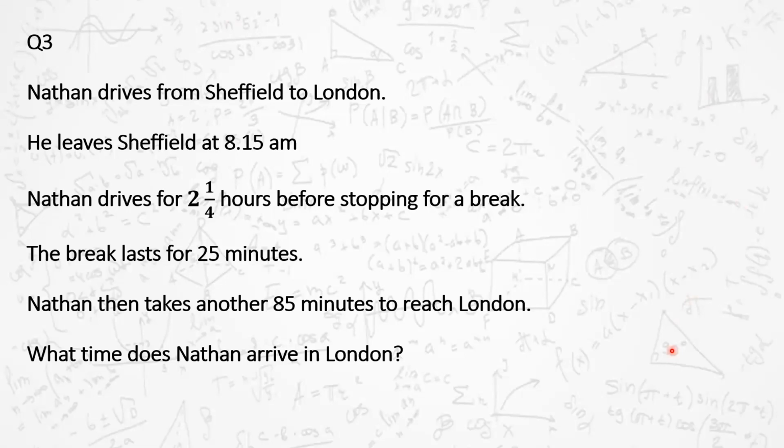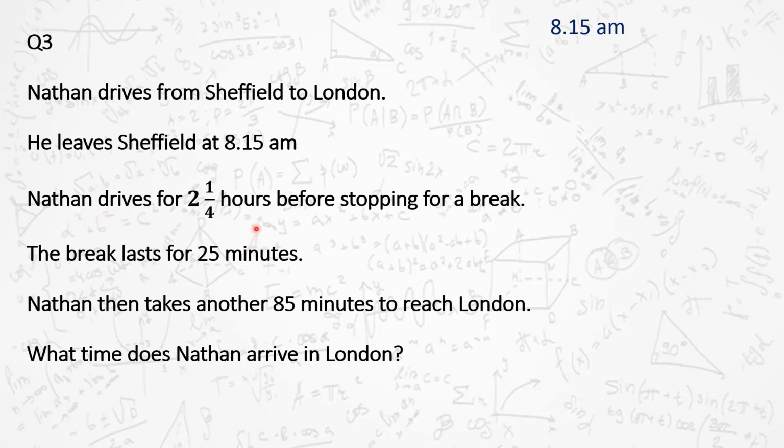Question 3. Nathan drives from Sheffield to London. He leaves Sheffield at 8:15 a.m. Nathan drives for 2.25 hours before stopping for a break. The break lasts for 25 minutes. Nathan then takes another 85 minutes to reach London. What time does Nathan arrive in London? Again, similar to question 2, each sentence will give us one piece of information. So we start from 8:15 a.m. So we write that down, 8:15 a.m.